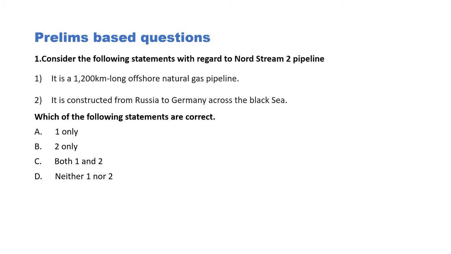So let us take up the prelims based questions as we do each day. The first one is: consider the following statements with regard to the Nord Stream 2 pipeline. We have discussed it fully. It is between Russia and Germany. The first statement: it is a 1,200 kilometer long offshore natural gas pipeline. Yes, that's true.